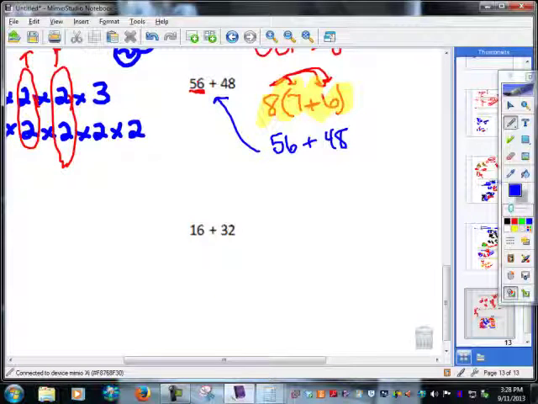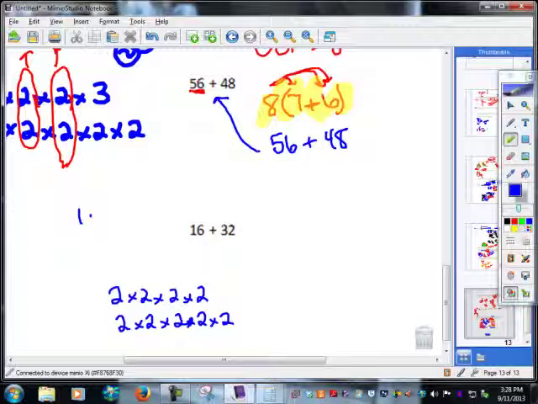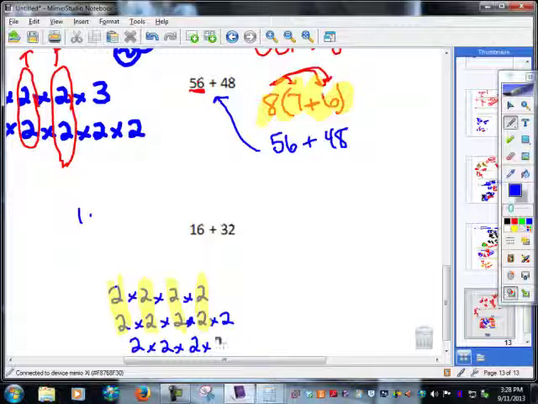Last one here, the GCF. When you do 16, the prime factorization is 2 times 2 times 2 times 2. That's 16. And the prime factorization for 32 is 5 2's. Okay, so let's identify what they have in common. They have 2's in common, four of them. So that means their GCF is 2 times 2 times 2 times 2.